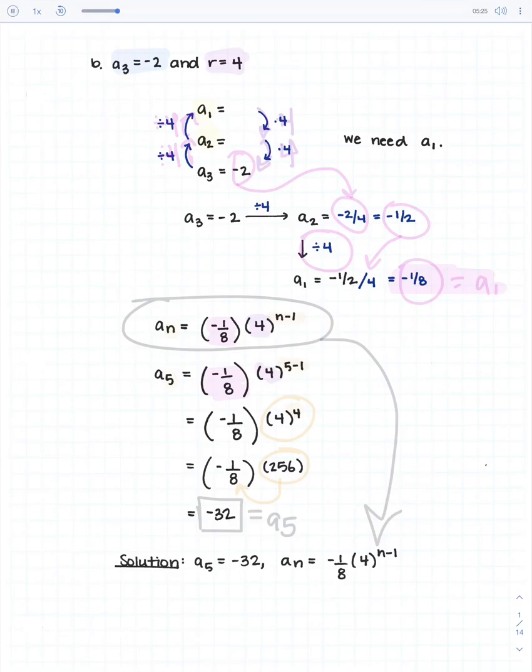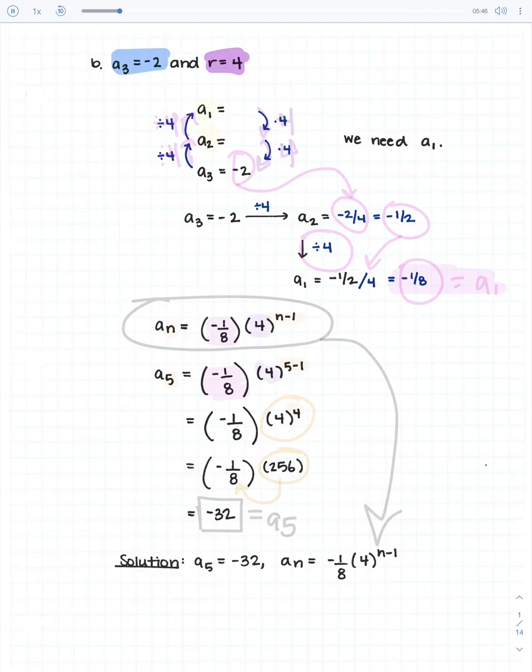Let's take a look at another one. Let's look at problem B. In problem B, they still give us an R, our common ratio of 4. But this time they don't give us the first term, A1. They give us something down the line. They give us A3, which is the third term.